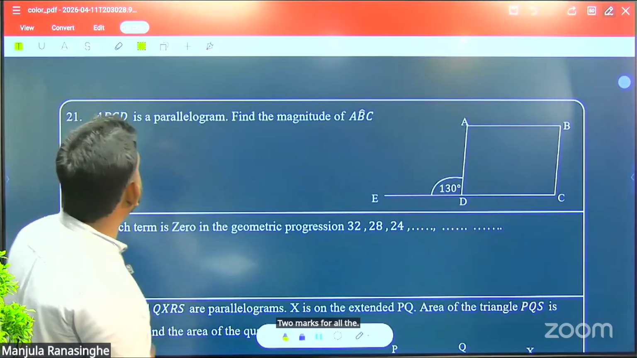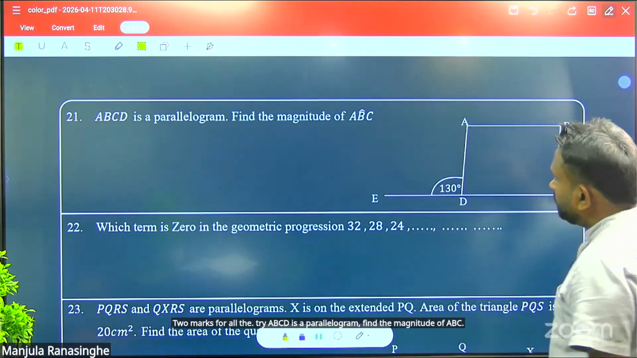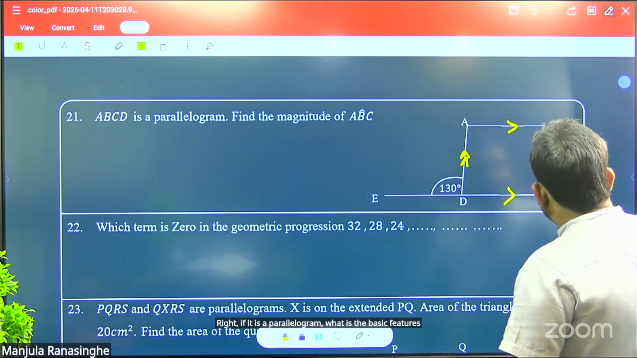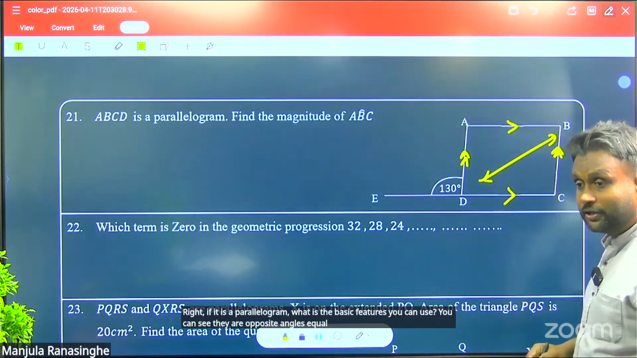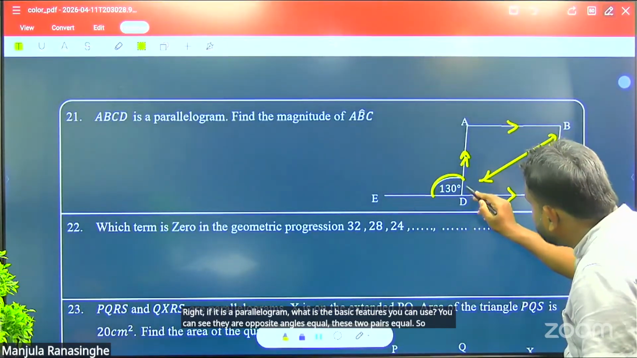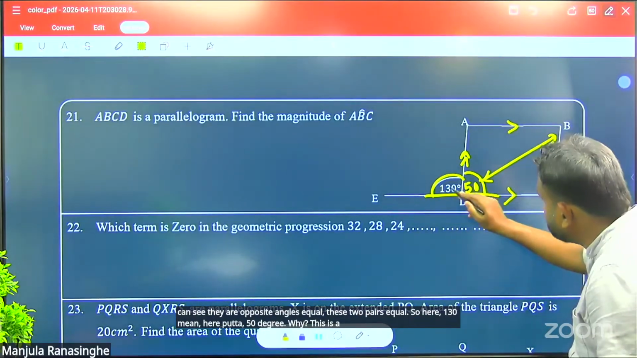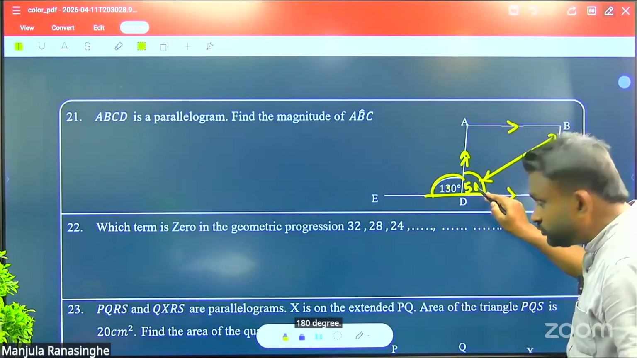Right. ABCD is a parallelogram. Find the magnitude of ABC. If it is a parallelogram, what are the basic features you can use? You can see opposite angles are equal, these two pairs equal. So here 130 means here put 50 degrees. Why? This is a straight line. Angles on a straight line add up to 180 degrees. So then this is 50.